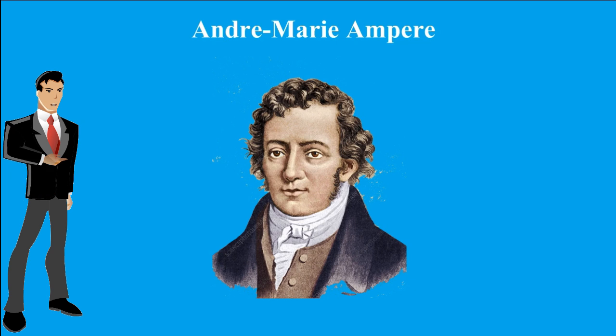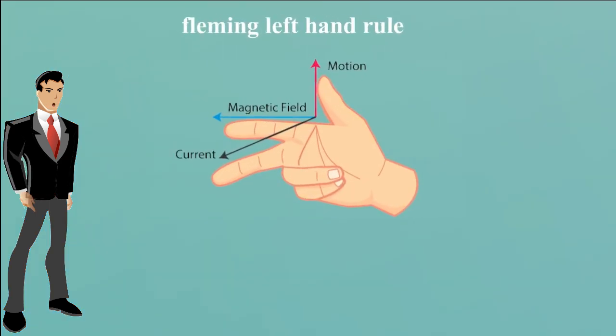Fleming's left-hand rule. Fleming's left-hand rule is a mnemonic to represent 3 directions. You need to stretch your thumb, forefinger, and middle finger of your left hand. Each finger points to a specific direction. The forefinger points in the direction of the magnetic field. The middle finger points to the direction of the current. The thumb points to the direction of the motion. This is Fleming's left-hand rule.